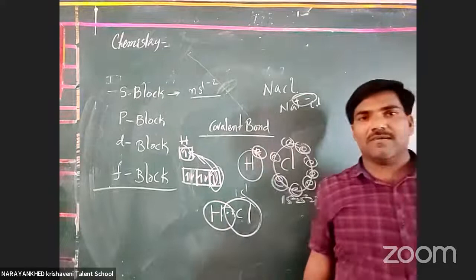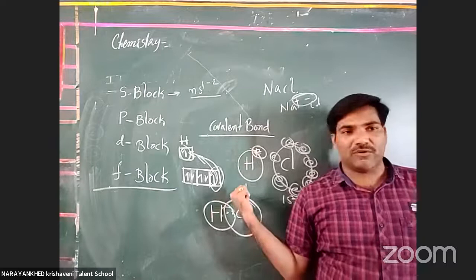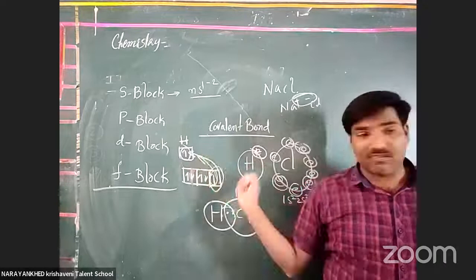Okay, now what happened? Sharing is not required here. It will be totally transferred, not shared. With the same chlorine, a covalent bond is formed here. When it goes with sodium, it forms an ionic bond. Ionic bond is nothing but what? Totally one electron is lost, another one is gained. Here no loss, no gain, just sharing. Okay, clear or not?